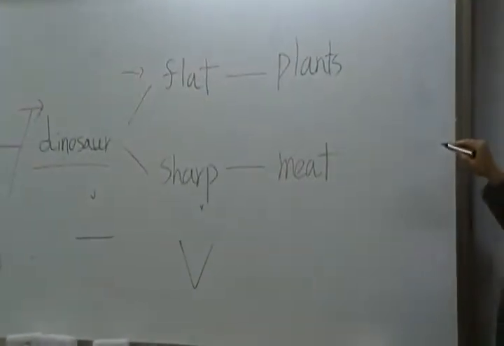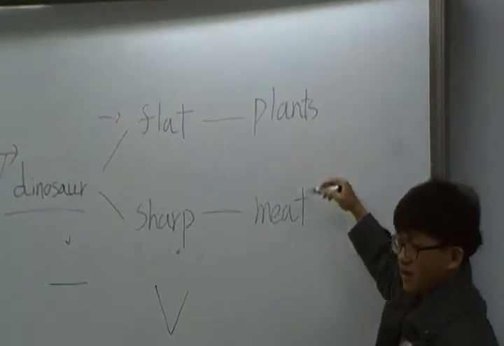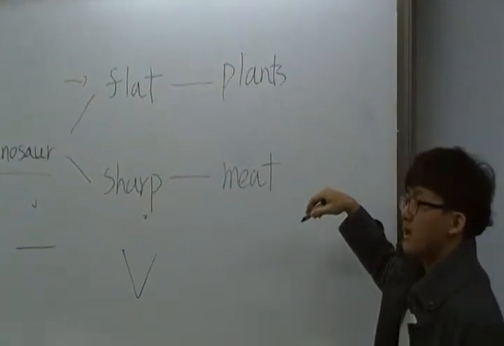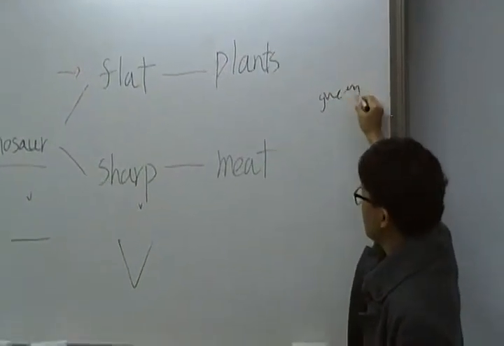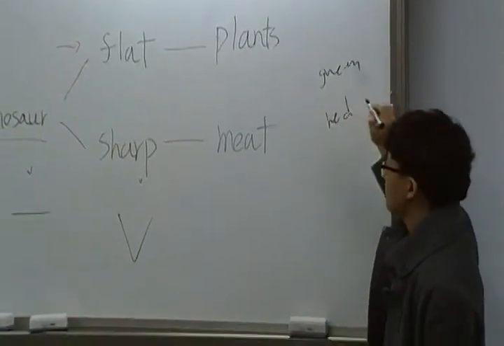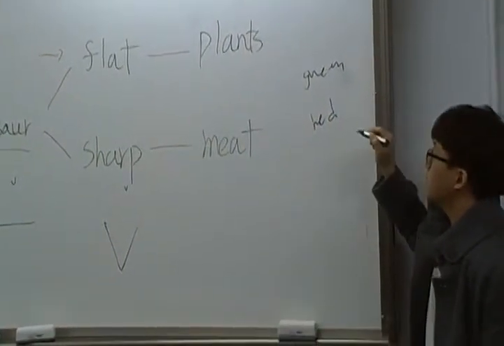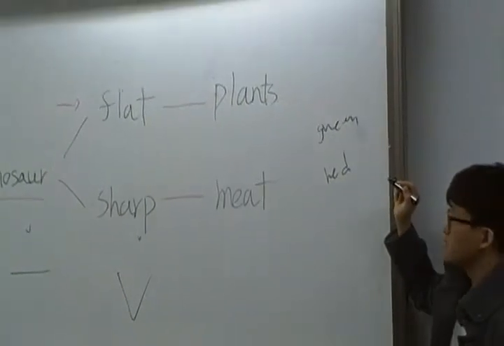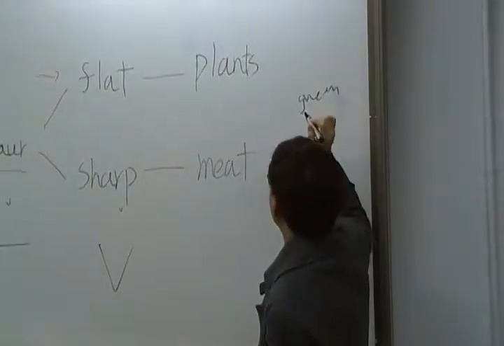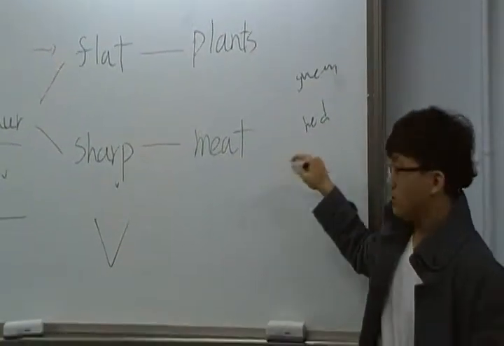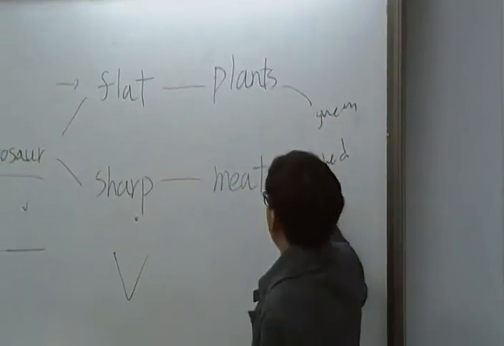And the next 2 are plant and meat. How about the colors? There are green and red. And let's pick one that fits common sense with the plants. Green. And what about the meat? Red. So green and red.